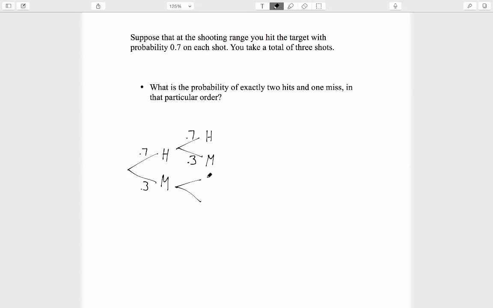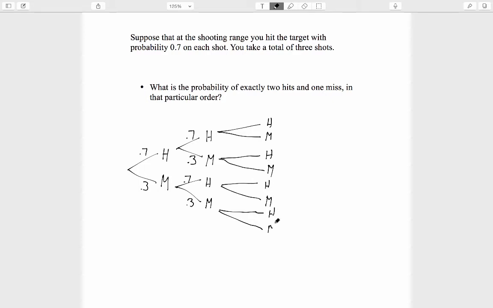Similarly, if there is a miss at stage 1, what could happen next? Either a hit with probability 0.7 or a miss with probability 0.3. This gets a little bit harder to draw as we reach stage number 3 of the experiment, but it's the same idea: each successive branching looks the same as any other. No matter what has happened previously, on the next shot, there is a 0.7 probability of a hit and a 0.3 probability of a miss. For thoroughness, label each of these edges in the tree diagram by the associated probability.